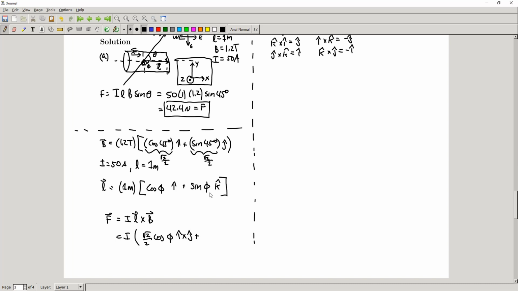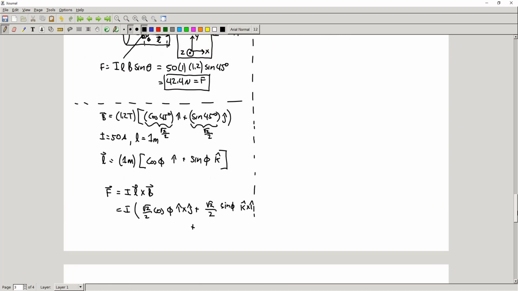plus, then you're going to have terms that come from the k hat crossing into things. So you're going to end up with a root 2 over 2 sine phi, and it's going to be k hat cross i hat. And then you're going to have another term. I'll finish it off here. So root 2 over 2, and now you're going to be having k hat cross j hat. So you're going to have sine phi k hat cross j hat.